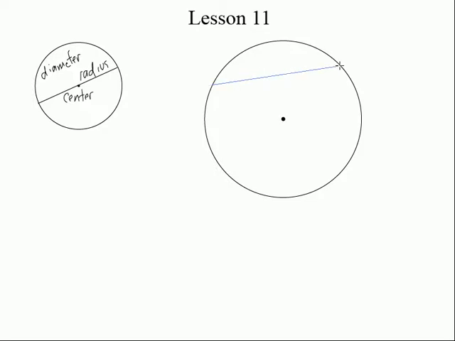So what if I went from here to here? Is that a radius? No, that's not a radius. A radius goes from the center to the circle. This connects 2 points on the circle. It doesn't have to go through the center, right? It just hits any 2 points on the circle. And we call that thing a chord.